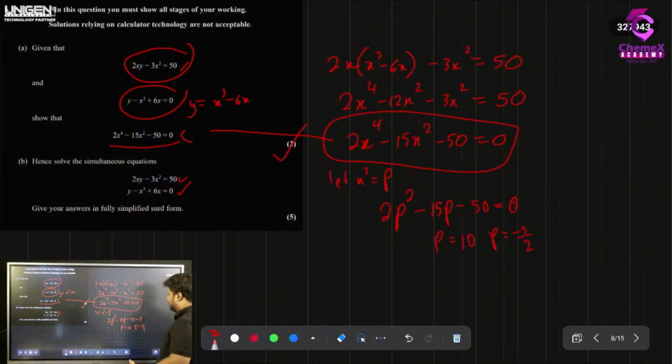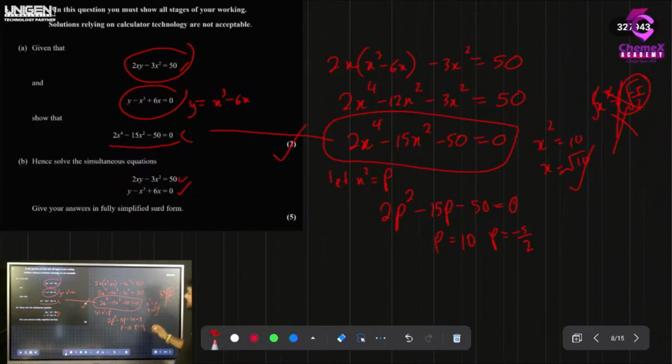So that means x squared is equal to 10 and x squared is equal to minus 5 over 2. You can't get an answer from here, but you can get an answer from here, because you can't root this, no? So no answer from minus 5 over 2. So the only answer is root 10, right?